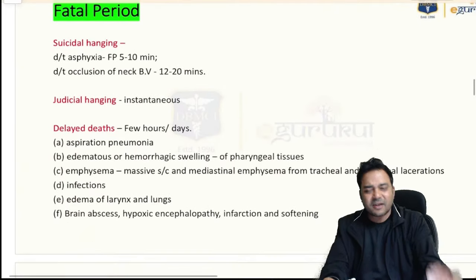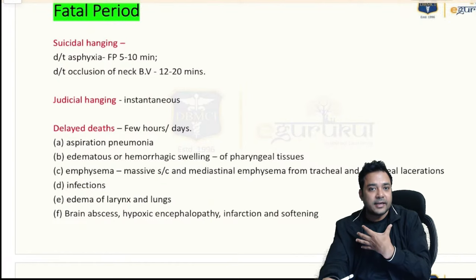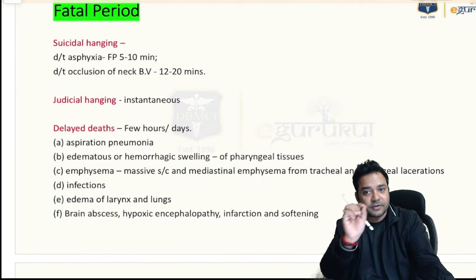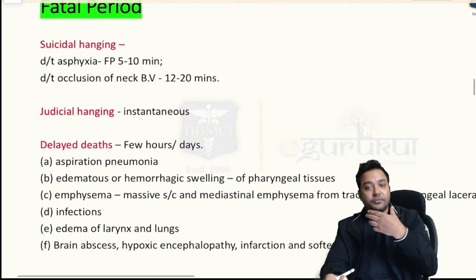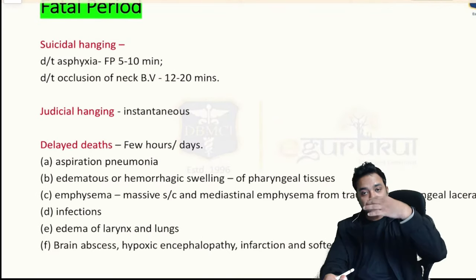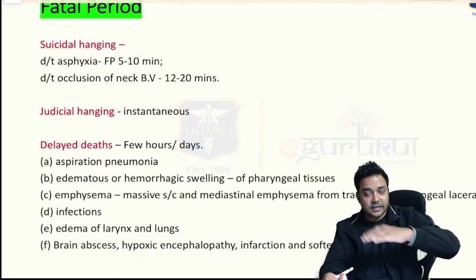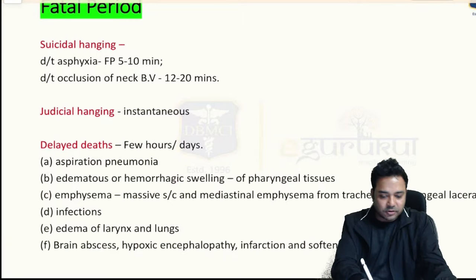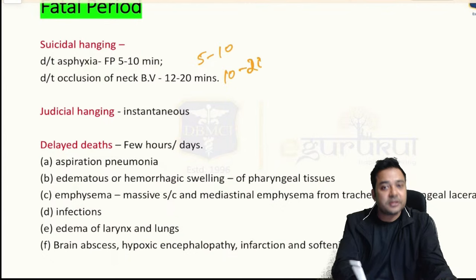And the fatal period roughly is in minutes. If it is suicidal hanging, and the death is due to compression of airways, it occurs within 5 to 10 minutes on an average. If the person is dying due to occlusion of carotids, then the time taken for death is more than 10 minutes, roughly 10 to 20 minutes. So this is about 5 to 10 minutes, and this you can remember, 10 to 20 minutes.